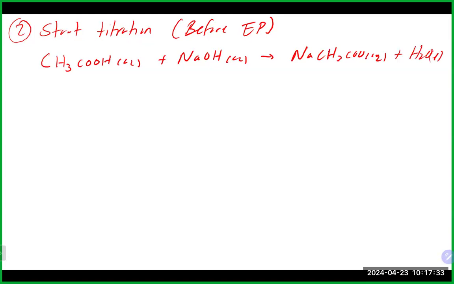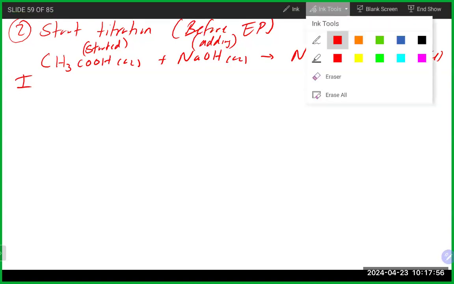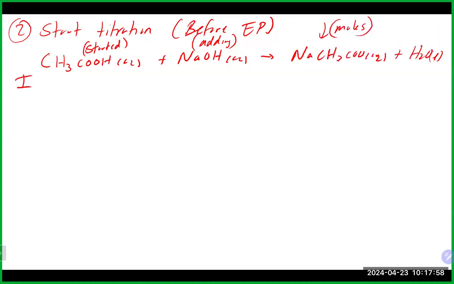Because we are adding, we do want to make sure that we do this table like the other one, in moles. This is, again, what we're starting with, and this is what we are adding. So just like last time, I'm just going to make up some nice round whole numbers here. I'm going to say we started with 4 moles of our acetic acid.